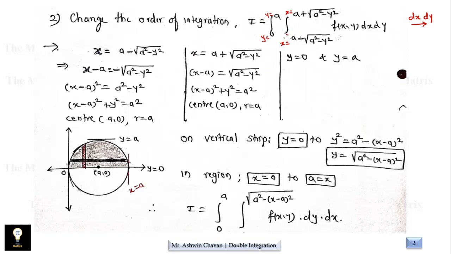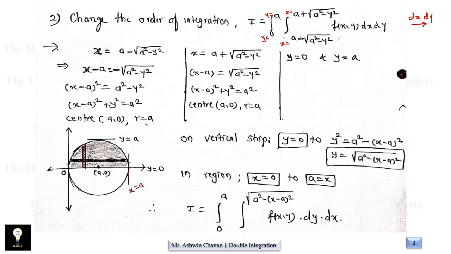Now the given strip is horizontal. Now these four limits are nothing but the four curves, as we have already discussed. So the lower limit of x is a minus root a square minus y square. If we shift a to this side, it becomes x minus a is equal to minus root of a square minus y square. Squaring and adjusting the constant, we get (x minus a) square plus y square is equal to a square, a perfect equation of a circle with center (a, 0) and radius a.